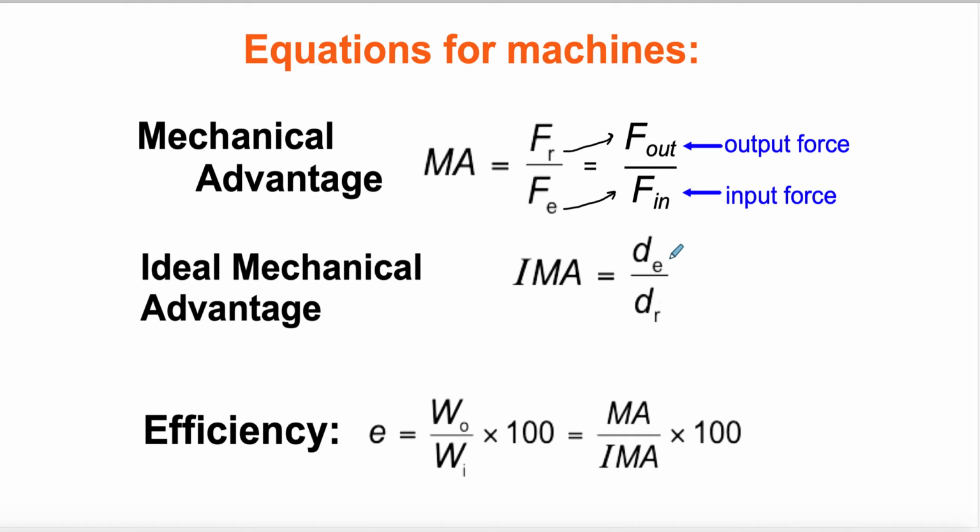Sounds kind of goofy, but how many centimeters or meters are you covering, and how many centimeters or meters is the machine doing the work for you? Also, this could be going along with a radius. We have effort radius over resistance radius, so that's another one that can go with that. And then down here we have our efficiency.